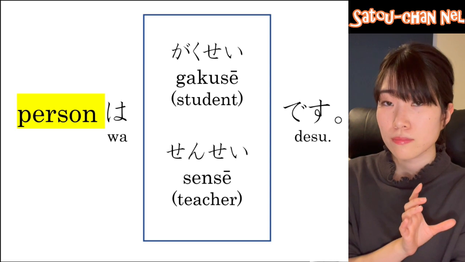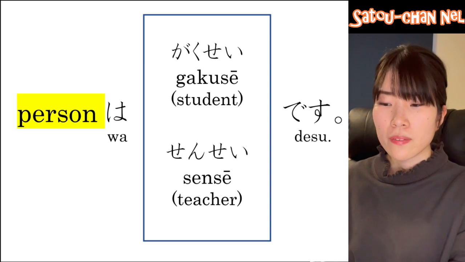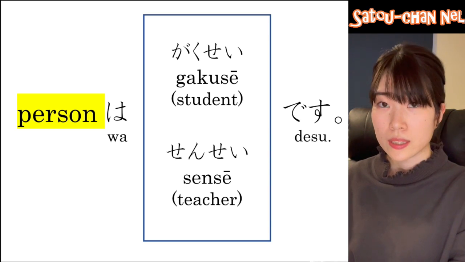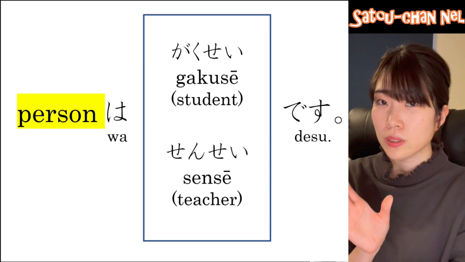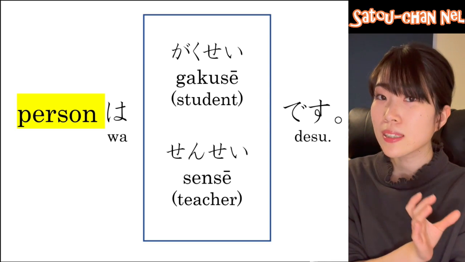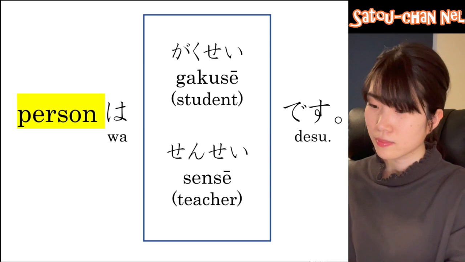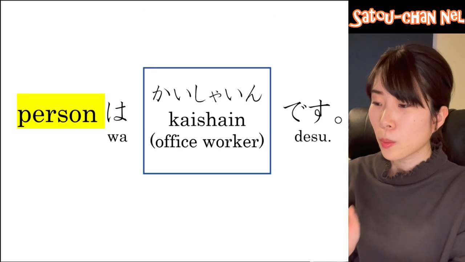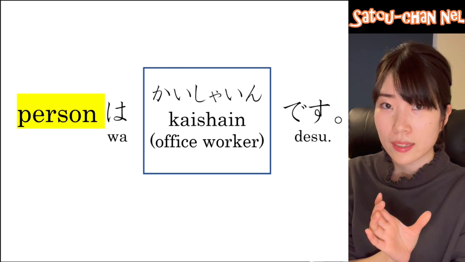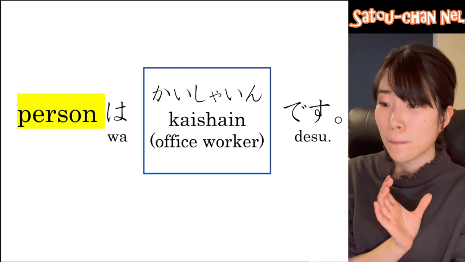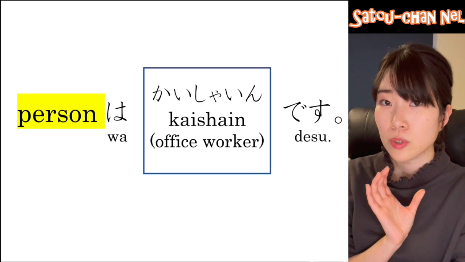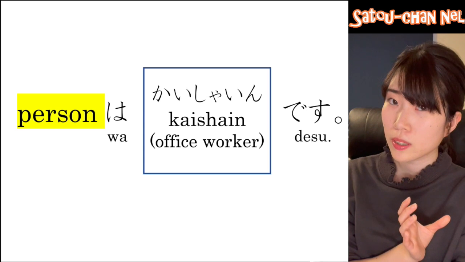学生です, student. Have you ever heard of the word sensei, which means teacher? So person は先生です means that person is a teacher. 先生です. Here's another one. Person は会社員です。会社員 means office worker. So this sentence means the person is an office worker.